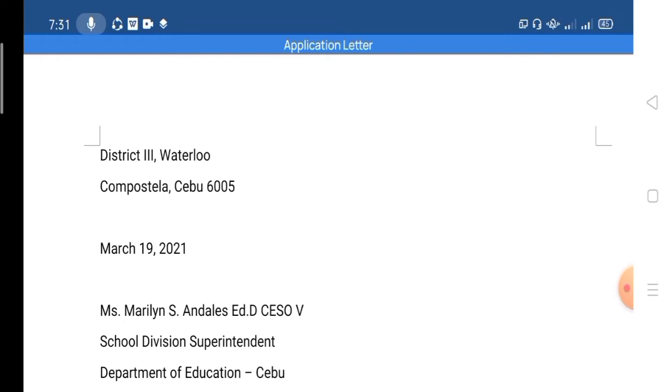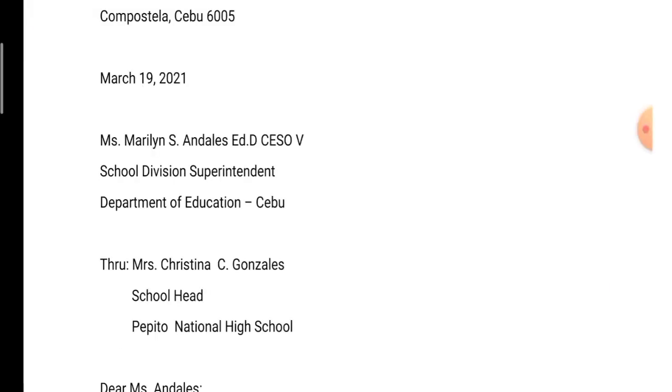Right below the address of the sender is the date as to when you're going to submit the letter. So here it's March 19th of 2021. Below the date are the details of the original receiver. So we have here Miss Marilyn S.